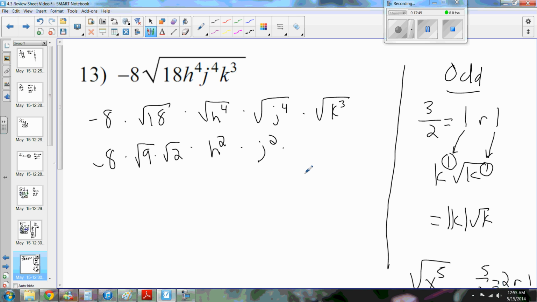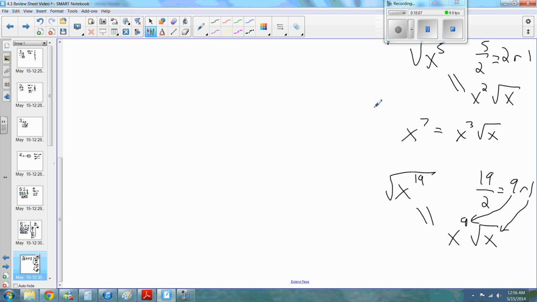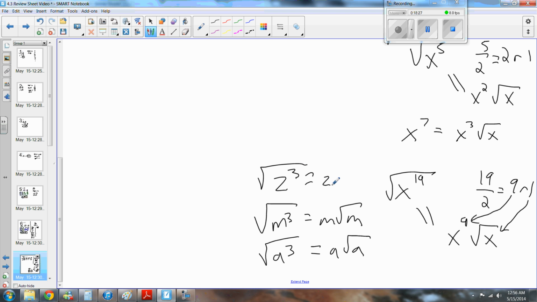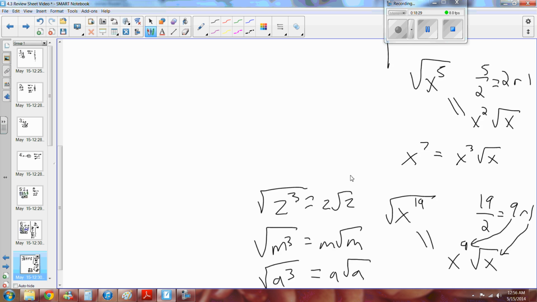Also, these just keep repeating: any variable to the 3rd power, simplified, is just going to be, in this case, k root k. In x to the 3rd power's case, the square root of x to the 3rd power is x root x. I'll write this on the bottom here. What's the square root of m to the 3rd? That's just m root m. What's the square root of a to the 3rd? A root a. So you see the pattern. Anything that's the 3rd power is that letter root the letter. What's the square root of z to the 3rd? That's just z root z. So that's maybe something that you can memorize.